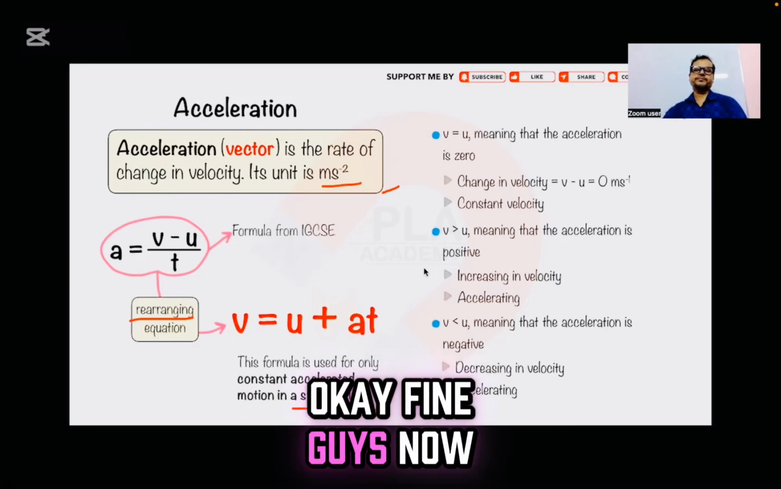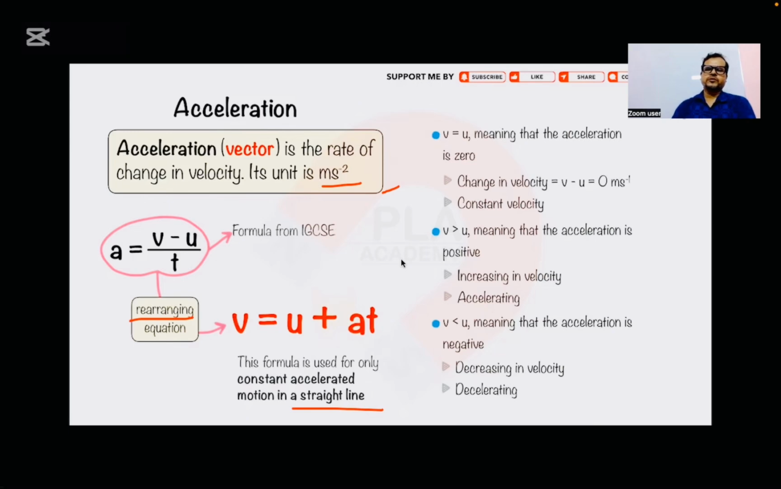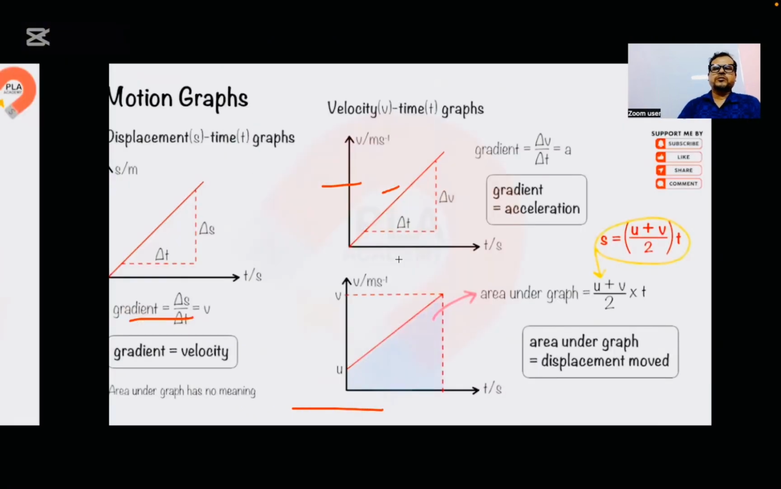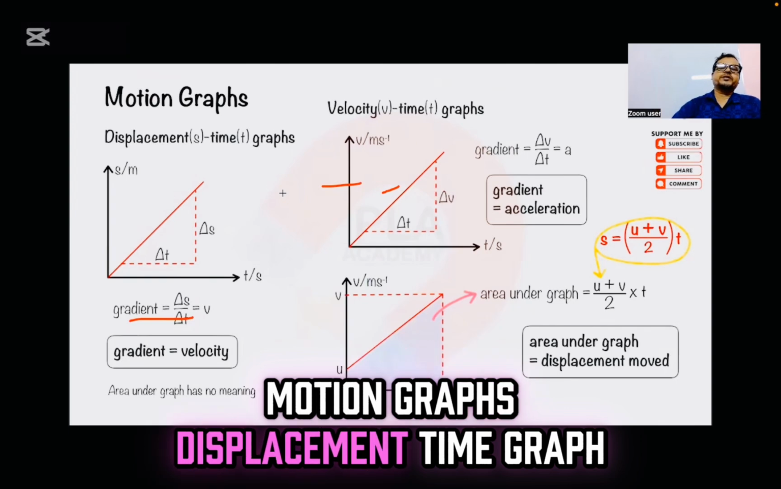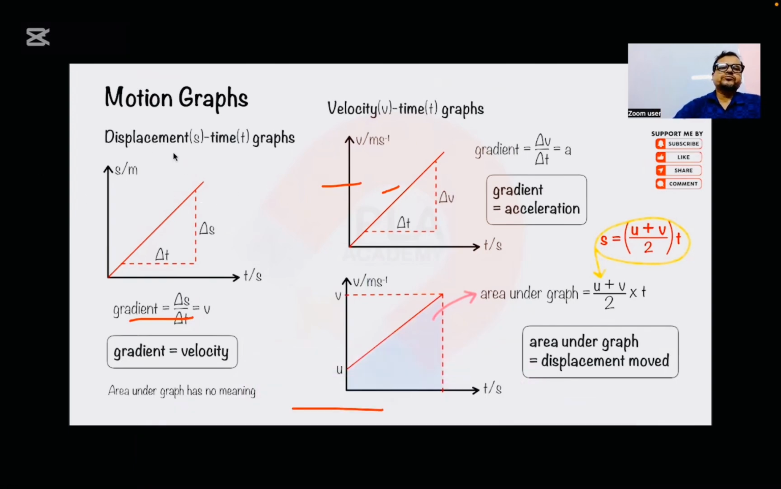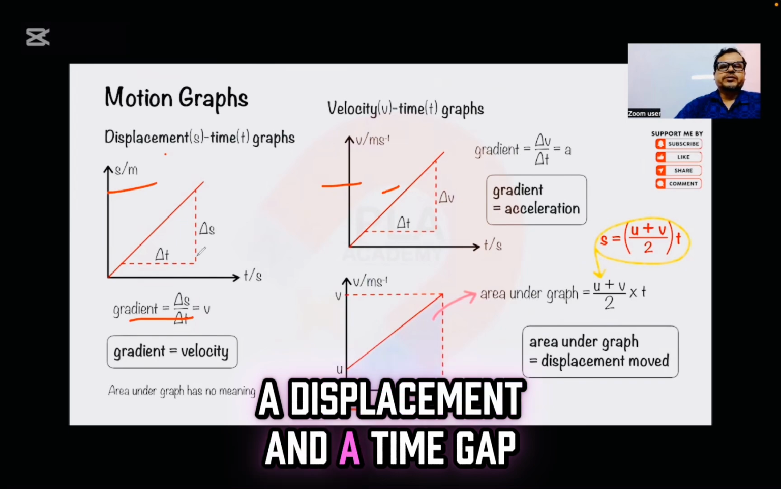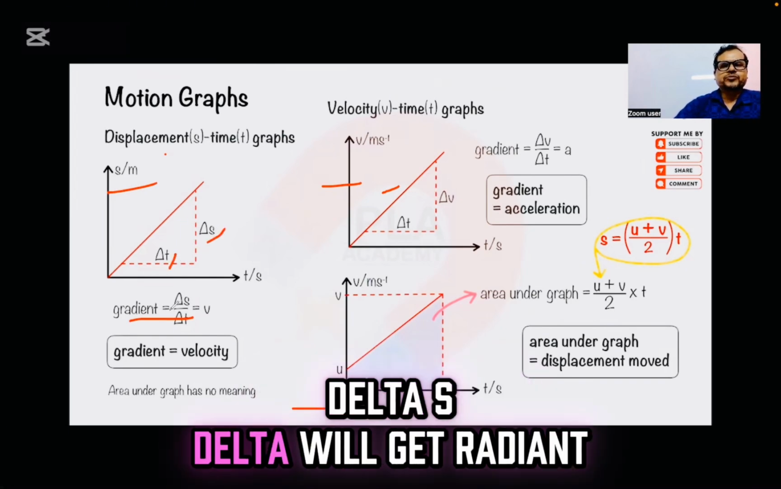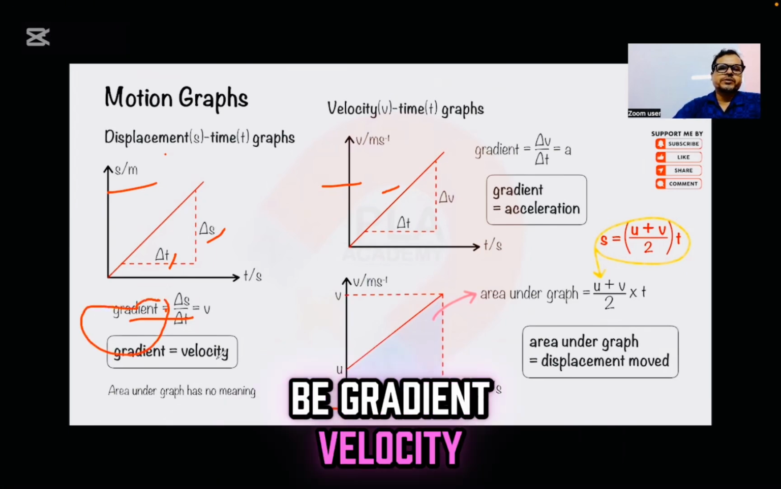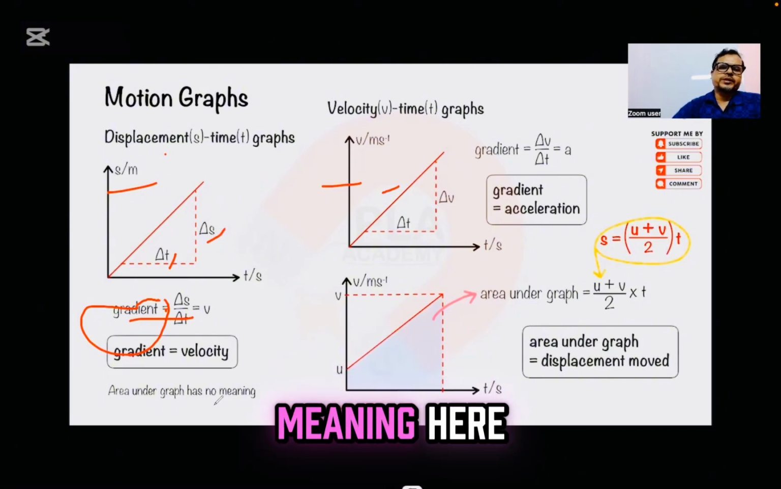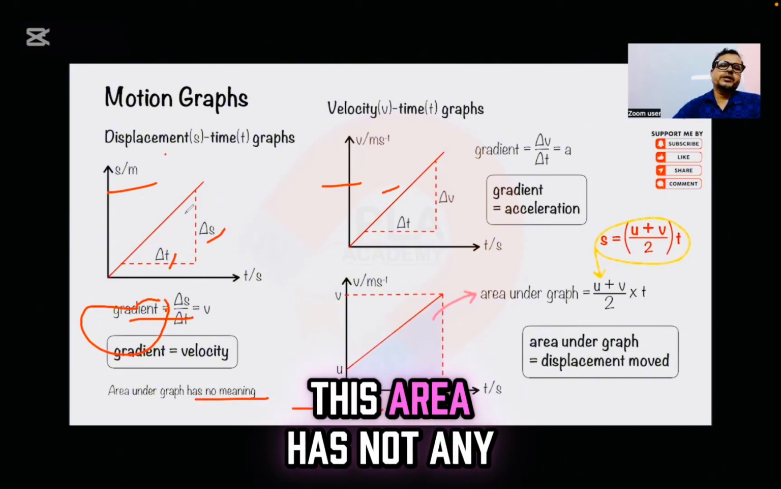Okay, fine, guys. Now, motion graphs. Displacement-time graph: del s upon del t gives the gradient, which is velocity. The area under the graph has no meaning here.